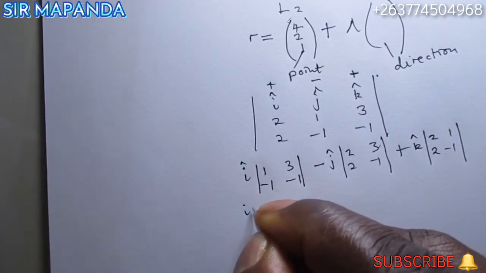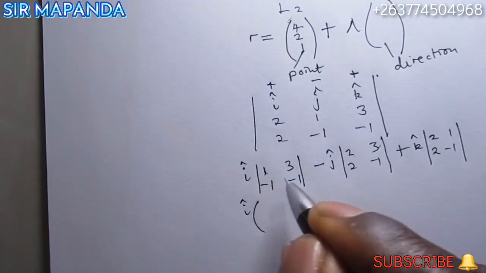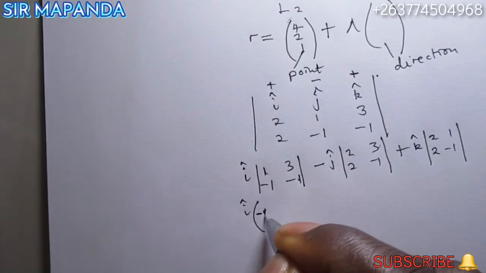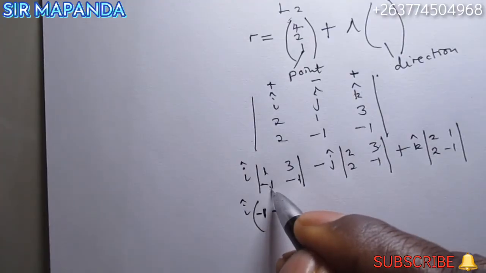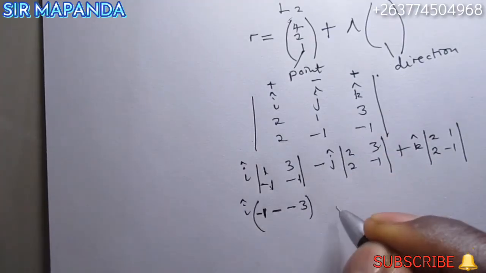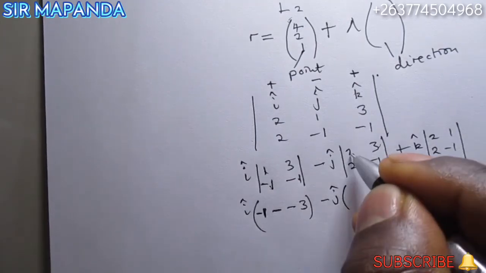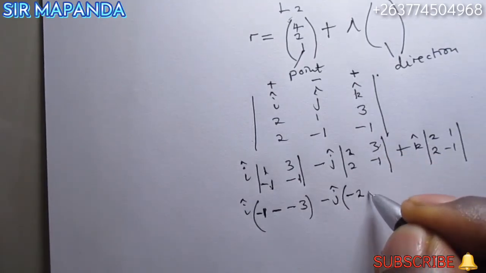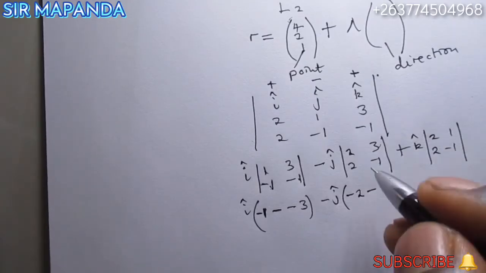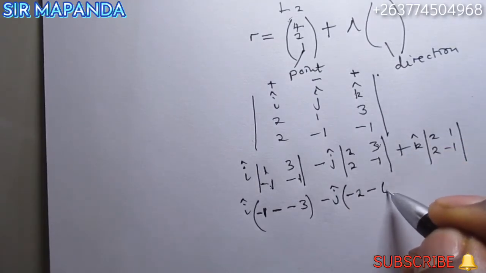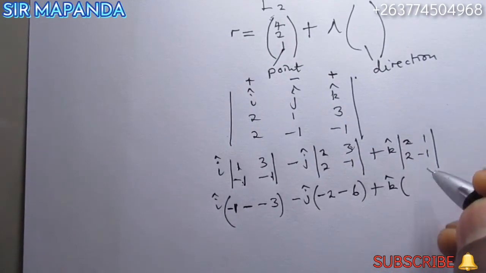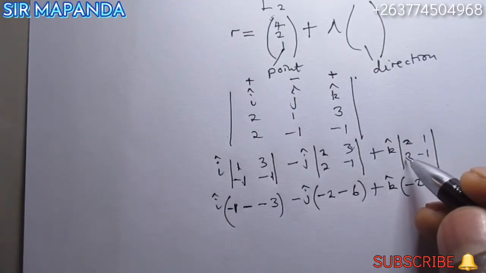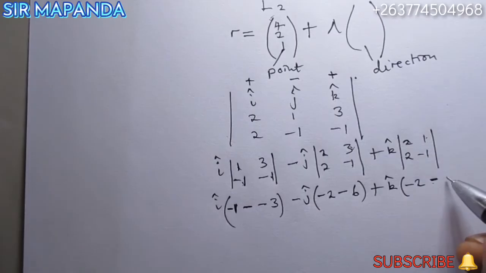So the determinant here is 1 times -1, you get -1. Then minus, you put minus first, -1 times 3, you get -3. Then you write minus j. 2 times -1, you get -2. But before multiplying the second diagonal, put minus. So 2 times 3, it gives you 6. Plus k. 2 times -1, you get -2. Then before you multiply 2 and 1, you start by putting a negative. 2 times 1, you get 2. I hope you are following.